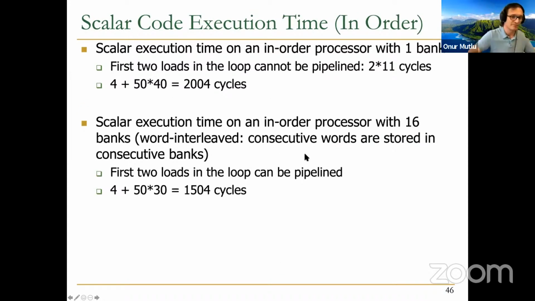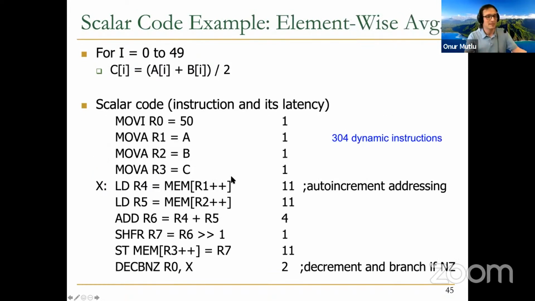Okay, that's easy. Now, if you have a scalar execution time on an in-order processor with 16 banks, word interleaved, meaning consecutive words are stored in consecutive banks, now you can parallelize the first 2 loads in the loop or pipeline them, right? Basically, these are independent loads, because they're accessing different locations, clearly. What you can do is start the first load in the first cycle. You can start the next load in the next cycle, right? That way you can overlap the latency of the first load's 10 cycles with the latency of this 11 cycles.